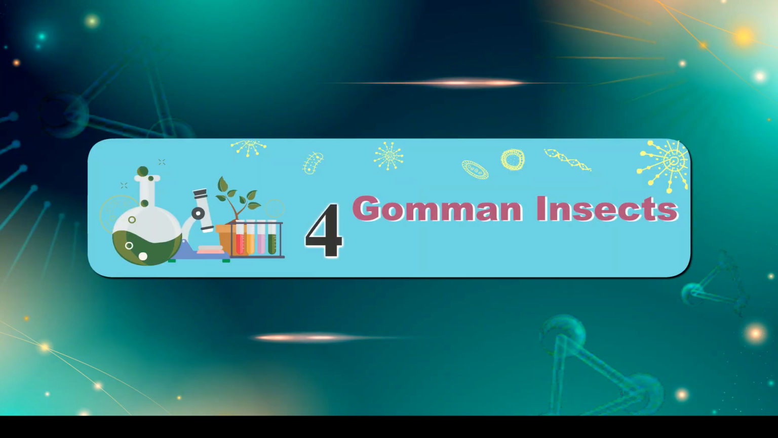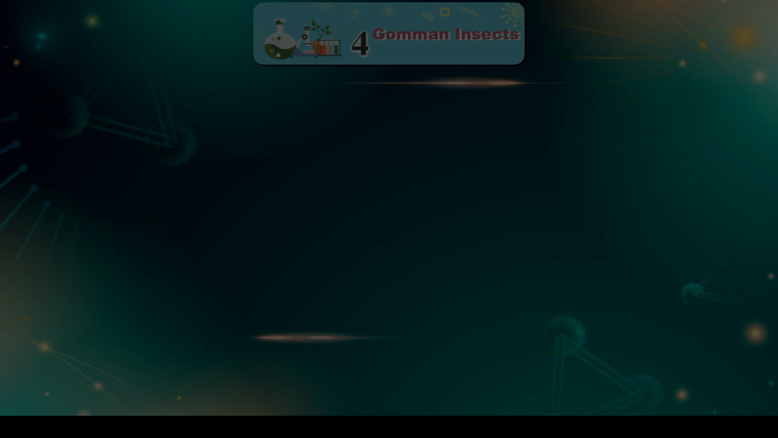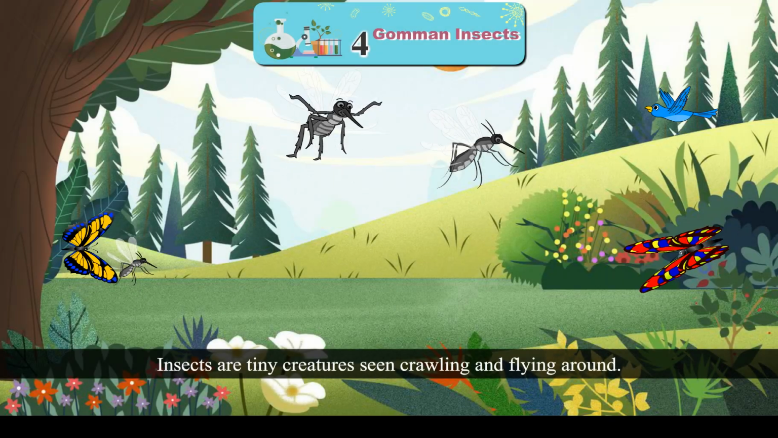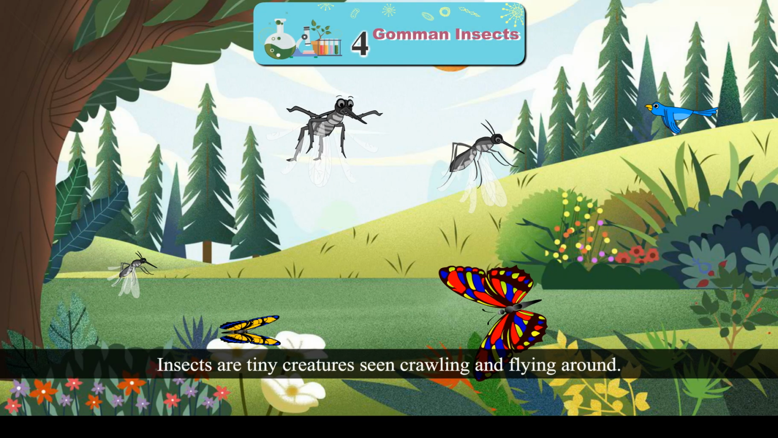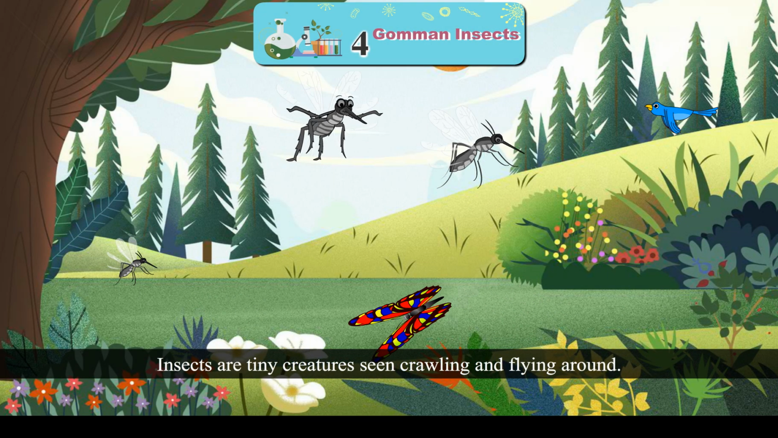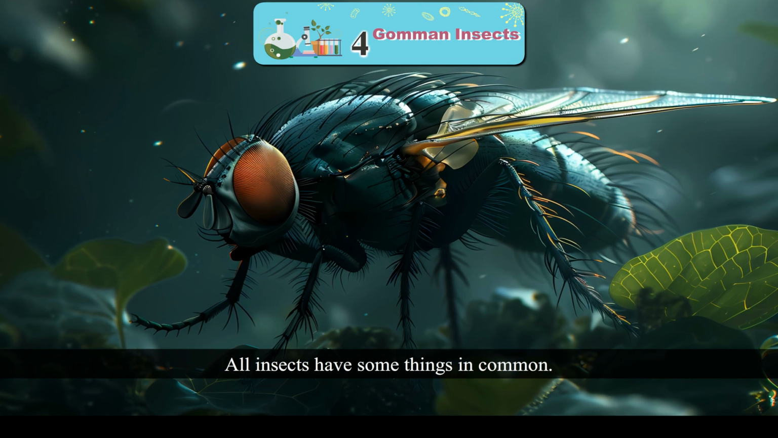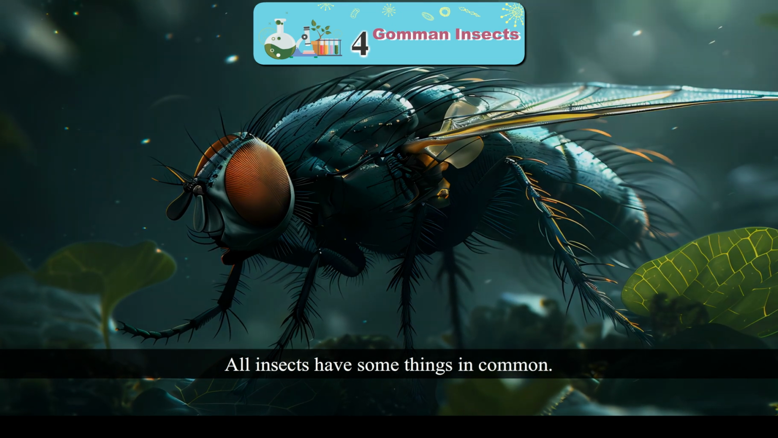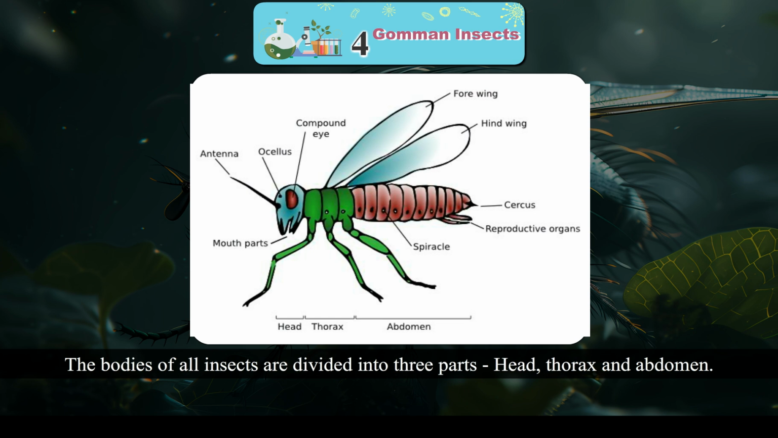Chapter 4: Common Insects. Read on. Insects are tiny creatures seen crawling and flying around. All insects have some things in common. The bodies of all insects are divided into three parts: head, thorax, and abdomen.